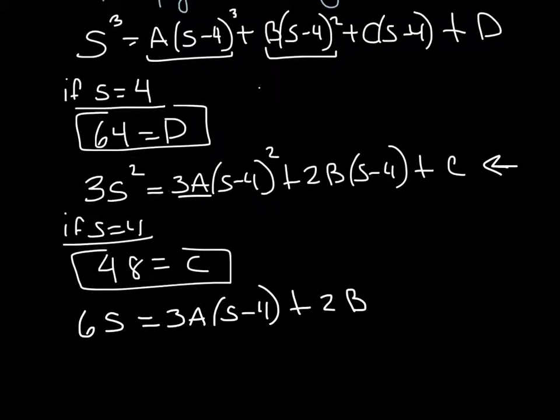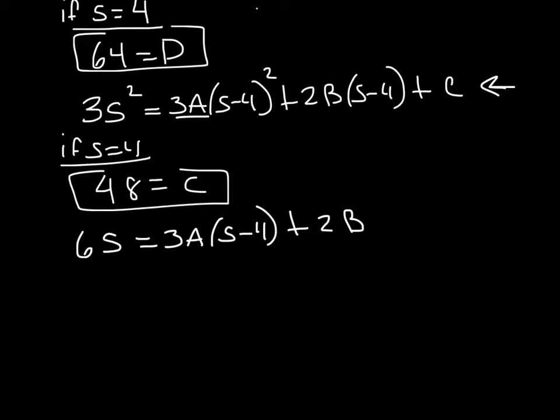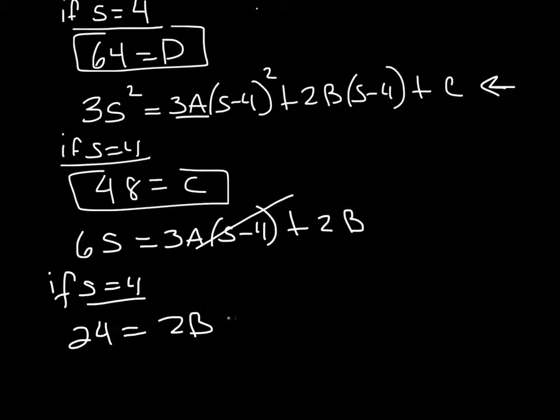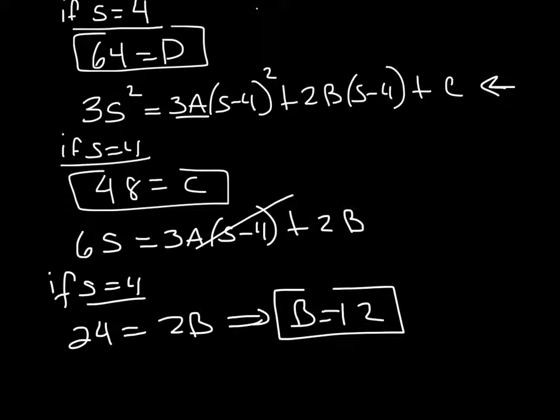2b, and that's pretty much it. And so again, if s is 4 in this case, I get 24 on the left, and then again, this guy's gone. So I am left with 2b, and then that obviously implies b is equal to 12. Okay, so we have B, C, and D.